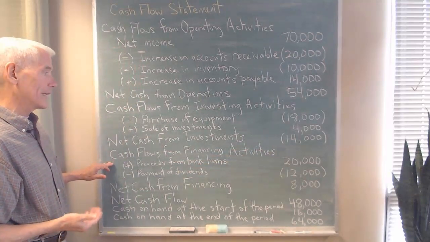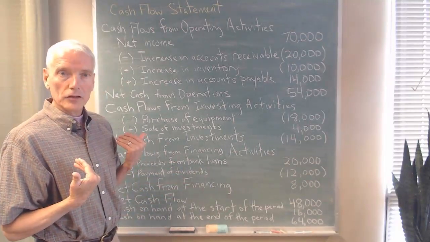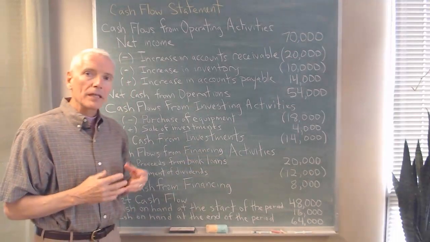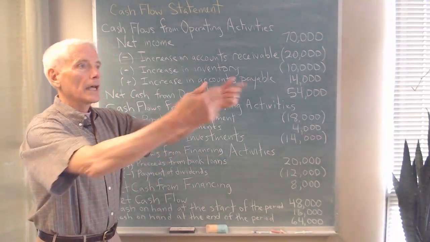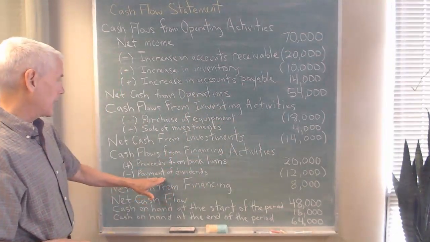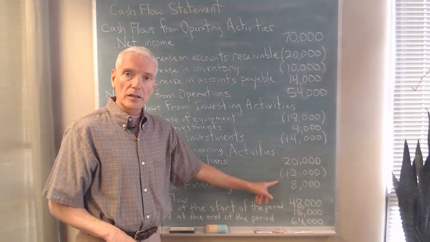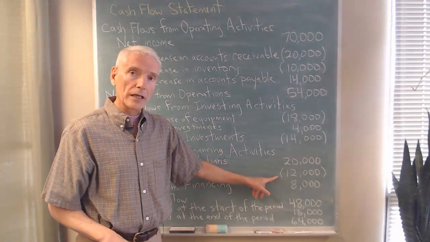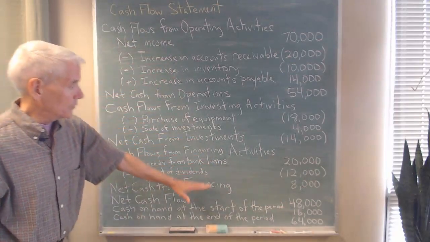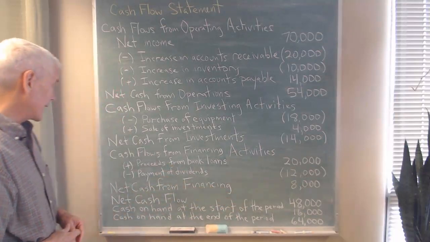And then we have financing activities. If we have a bank loan, that's cash coming in. So we add that. If we pay dividends, that means that we're taking some of our profit and paying it out to investors. So that's cash out, and it's subtracted. The net of those is found by just adding the 20,000, subtracting the 12, we get 8. And then each of these net values is added up to get the net cash flow of 48,000.